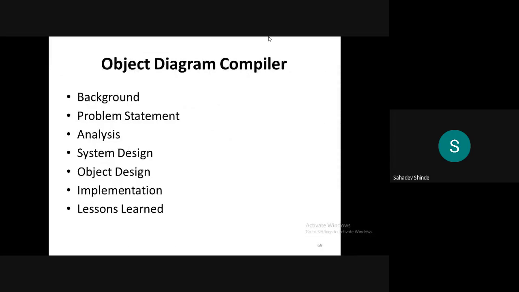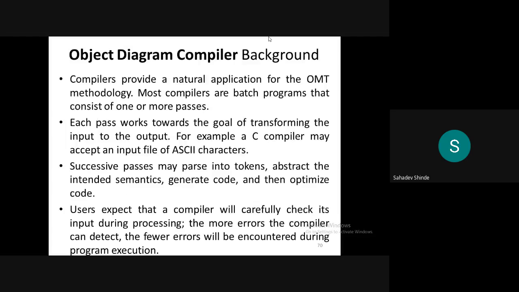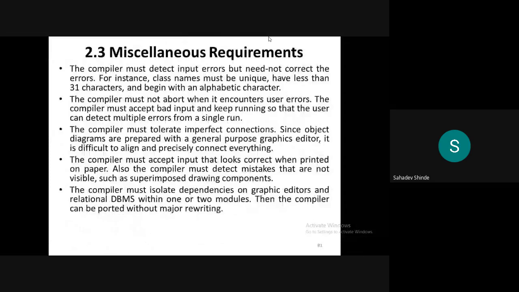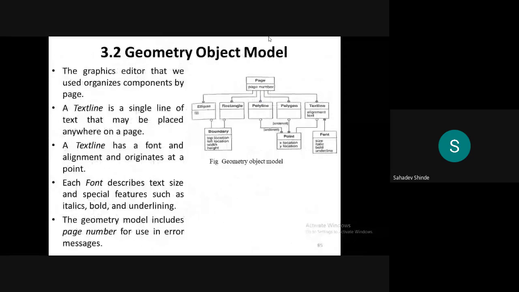Again after that we saw the object diagram compiler. In case of the object diagram compiler, we studied the background, the problem statement, the analysis, the system design, object design, implementation, and lessons learned. All these points we have covered under the object diagram compiler. In depth we have studied this.